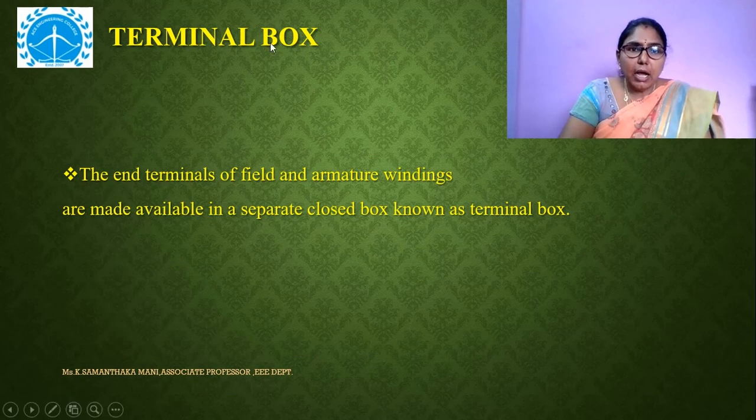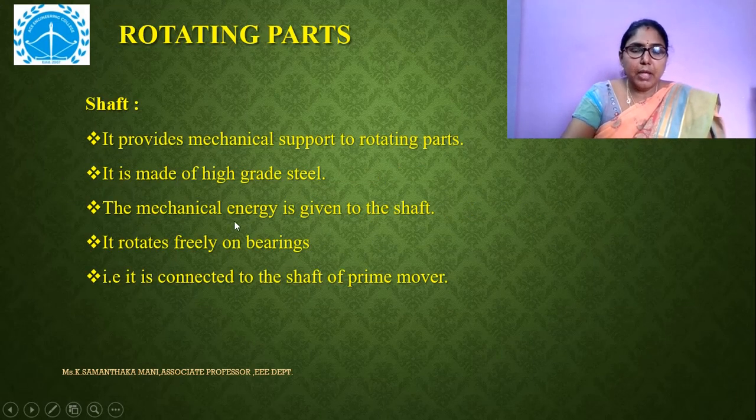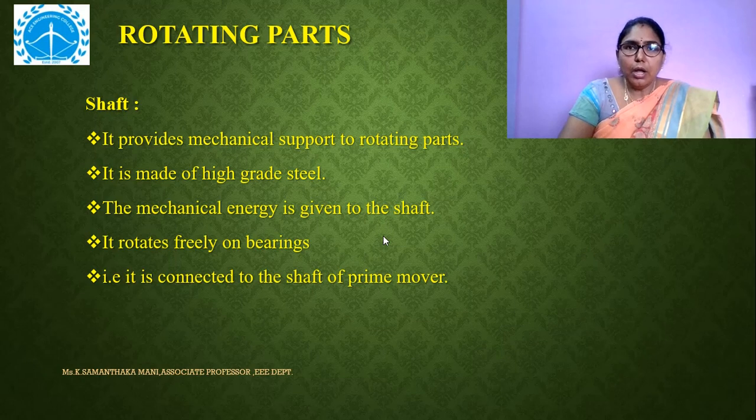Next, finally, the terminal box is used. The end terminals of the field and armature windings are made available in a separate closed box, which is known as a terminal box. This we have already seen in the diagram. Till now, we discussed the stationary parts of the DC generator. Now, we are going to discuss the rotating parts of the DC generator.